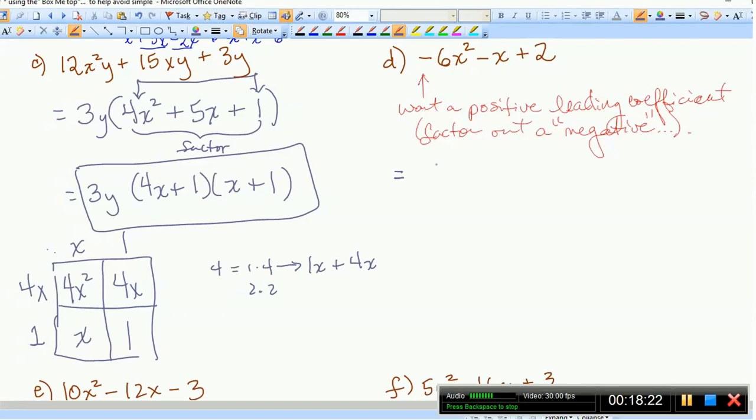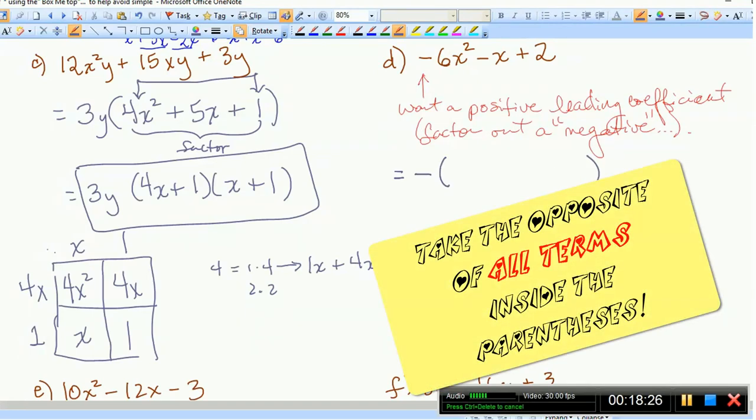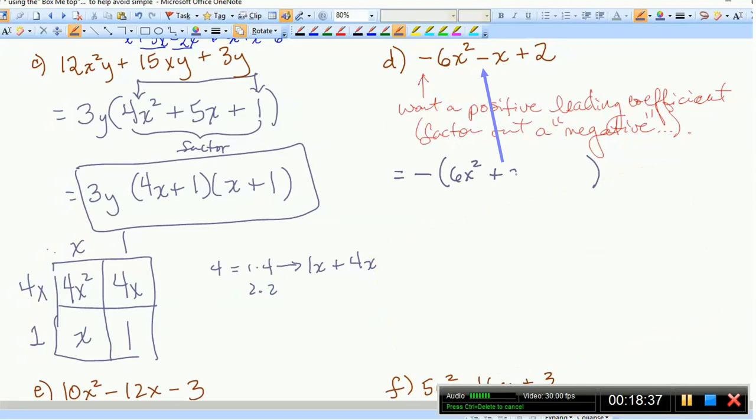We're going to bring down a negative and open a set of parentheses. So now we take the opposite. We'll have a positive 6x squared, a plus x, and a minus 2. Now we have the positive leading coefficient that we need. Remember, when you write your answer, you want to carry down that negative along with your 2 binomials. Don't forget about the GCFs that you factor out to the front.